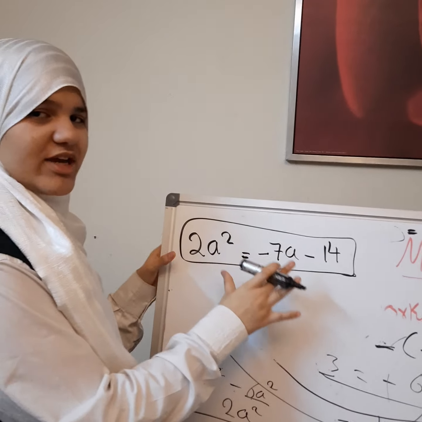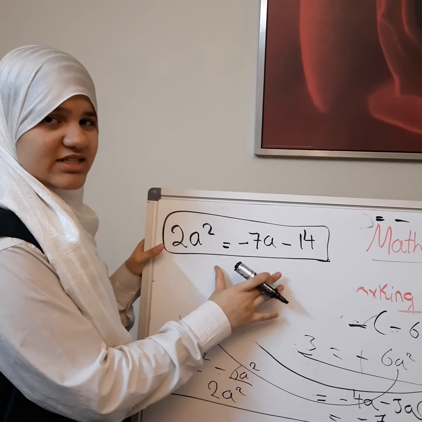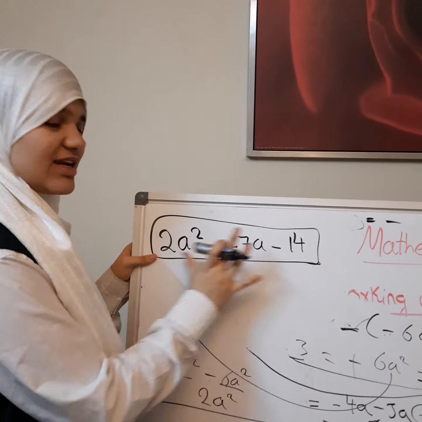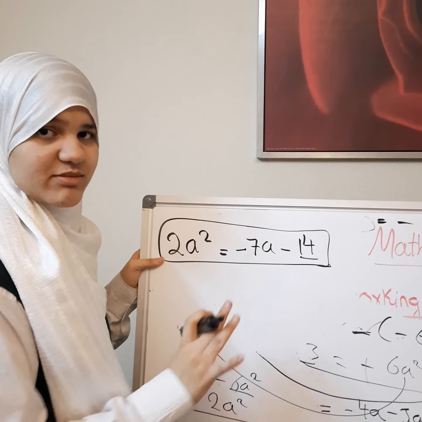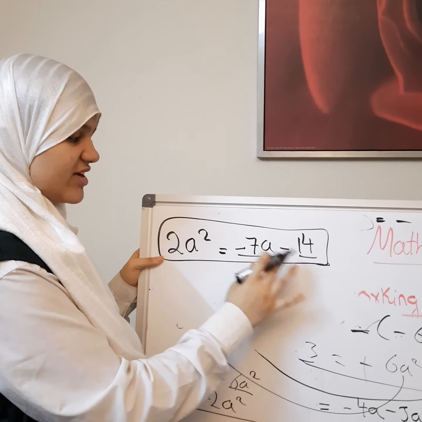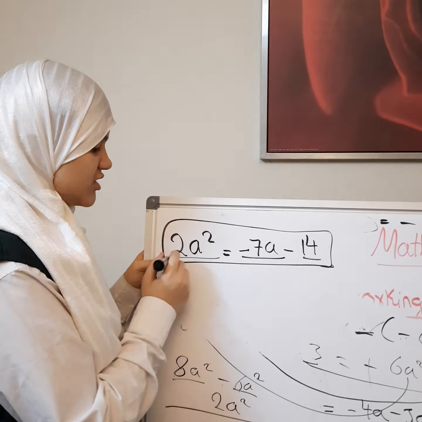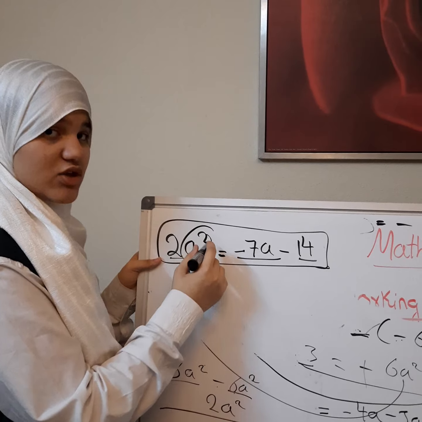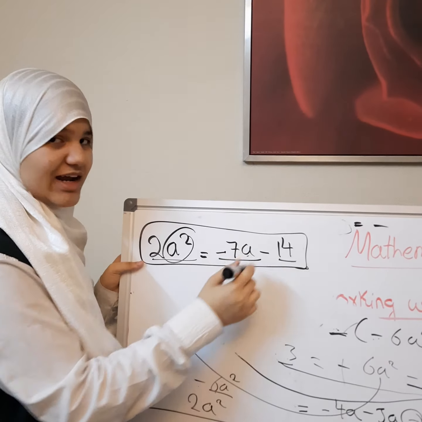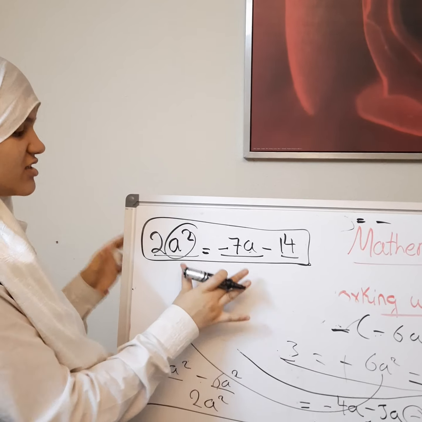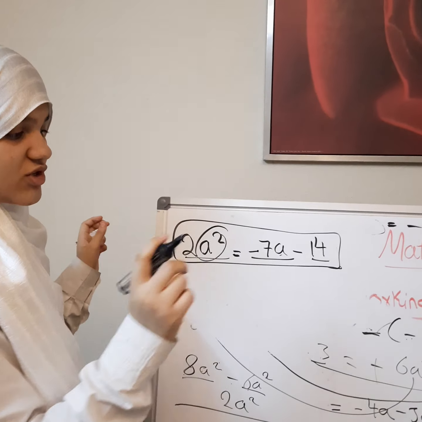We can't do anything more now. This will be the final answer because they are now unlike terms. 14 is without a variable, that means it's alone. Negative 7a is only by a. And here 2a squared, that means it's a squared. We can't add a squared to a because they are unlike terms. Okay, this will be the final answer for this question.